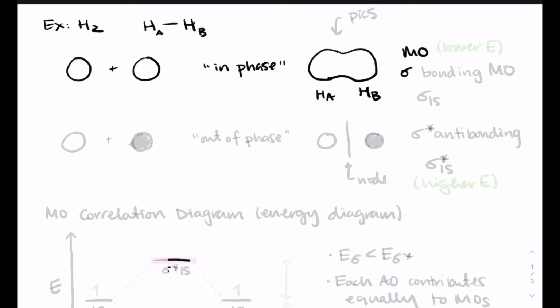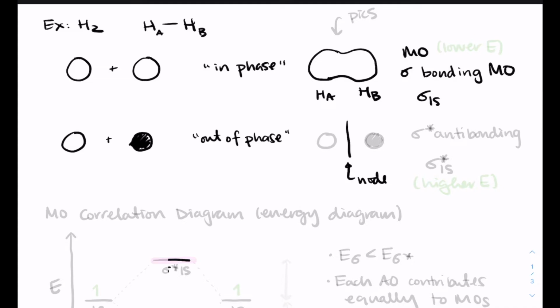My picture of my in-phase interaction would look like this big unshaded blob. This is a picture of my molecular orbital. It is the constructive interference one, so it is my bonding MO. It was a head-on, or pointed at each other, which I realize they're spheres, but s orbitals can only do sigma bonds. It's a sigma bonding MO. The way that we would label this is we would call it a sigma 1s. It has the head-on overlap and is from 1s orbitals.